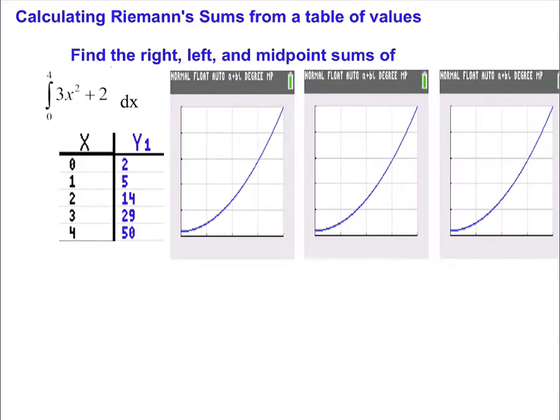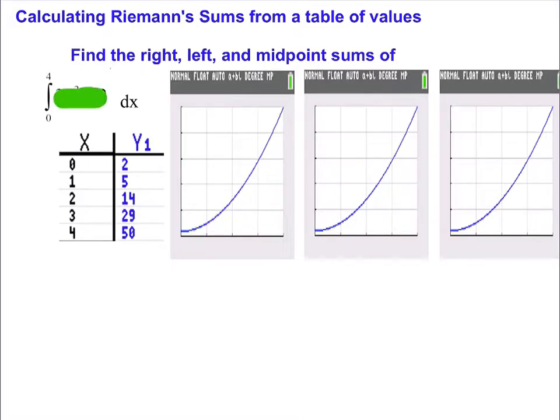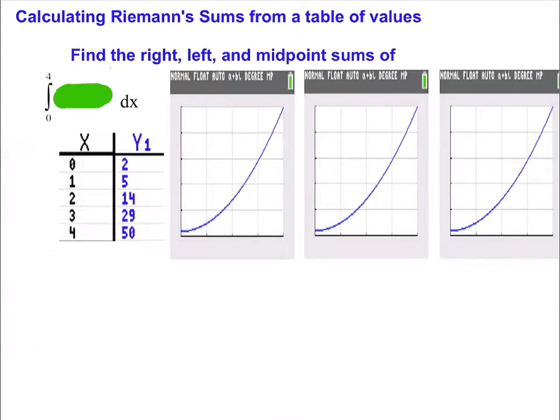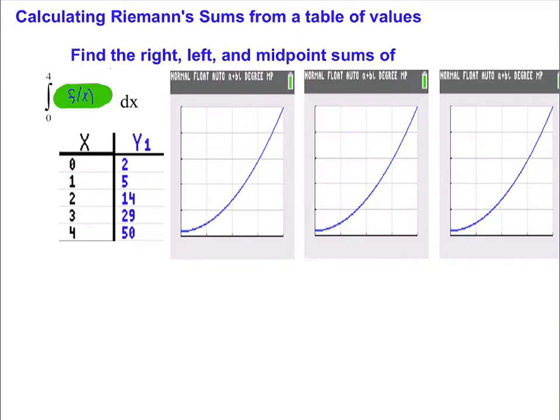In this example, we're going to see a Riemann sum in action. We're going to use a Riemann sum to approximate the definite integral from 0 to 4 of 3x squared plus 2. But I want you to forget that. Let's pretend we don't know what this function is, and we're just going to call it f of x. Let's pretend we don't know the equation for it.